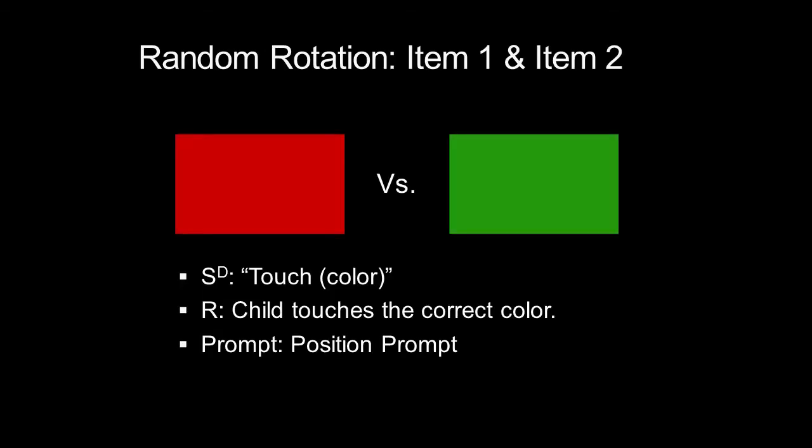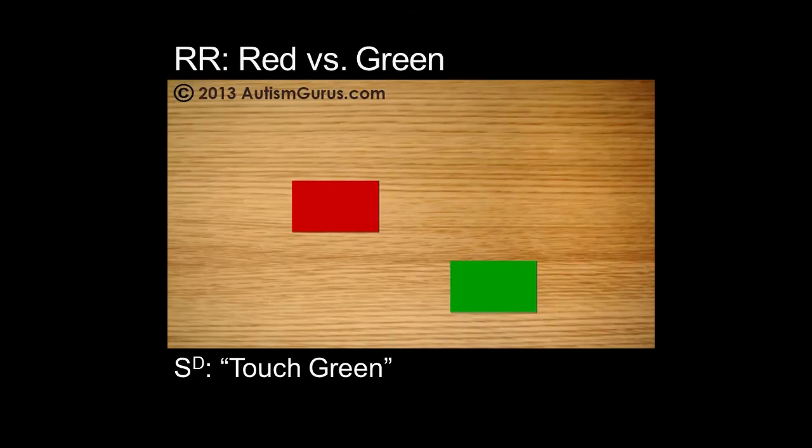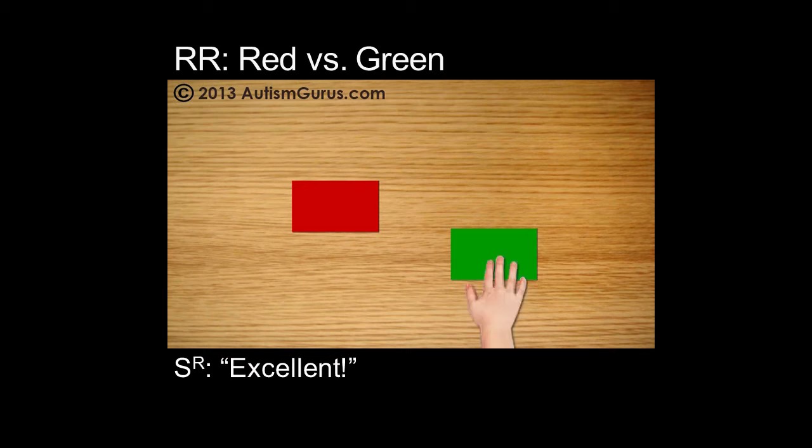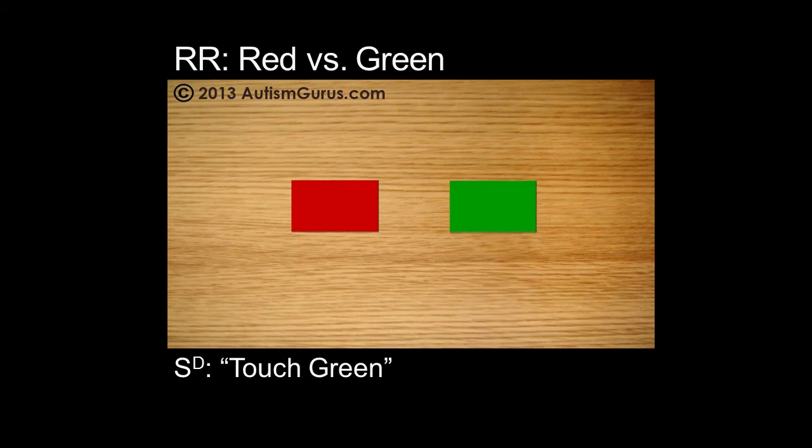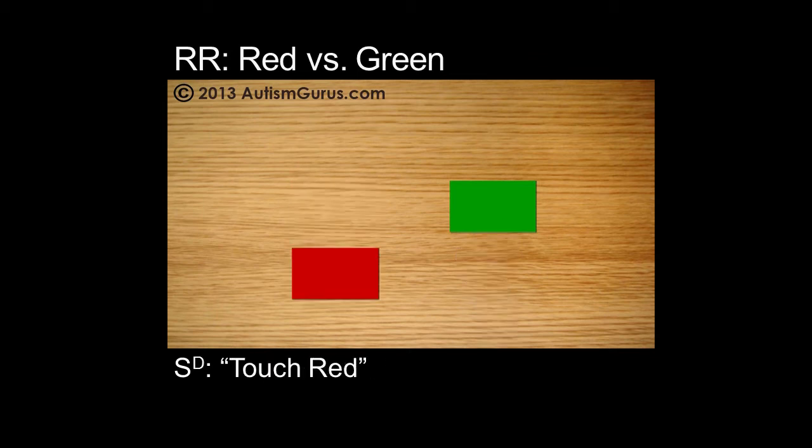To begin random rotation, again gather your materials and supplies and call the child over to the table. Since this is a new step, we are going to use a position prompt to guarantee a success. Touch green. Way to go! We're going to lessen the prompt or fade the prompt by reducing the distance. Touch green. Excellent! All right, let's fade the prompt entirely. Touch green. Magnificent!